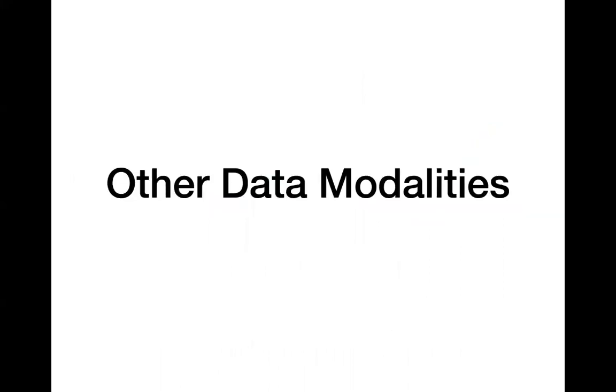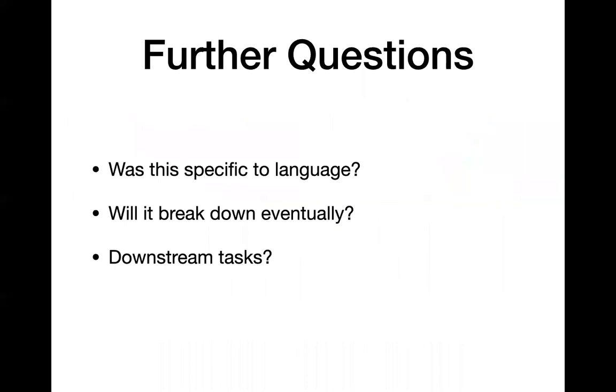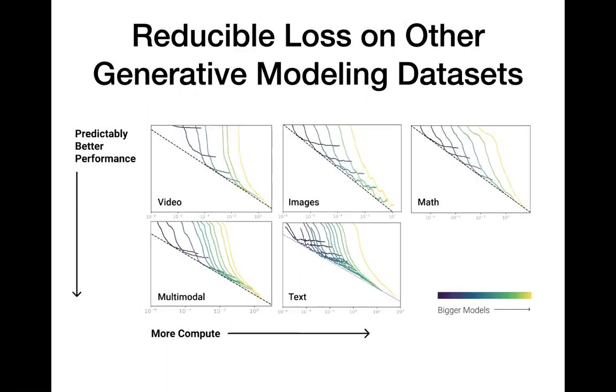So now I want to briefly move on and talk about how this generalizes to other data modalities. There are some natural further questions. Were these results specific to language? Will they break down eventually at some point? A lot of people don't care about the test loss for a language model. What they care about is performance on some downstream task. And so it's a question of whether or not these results generalize in those cases.